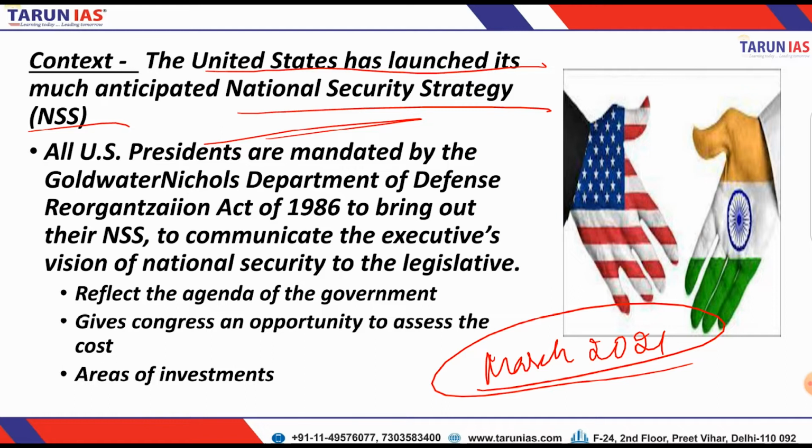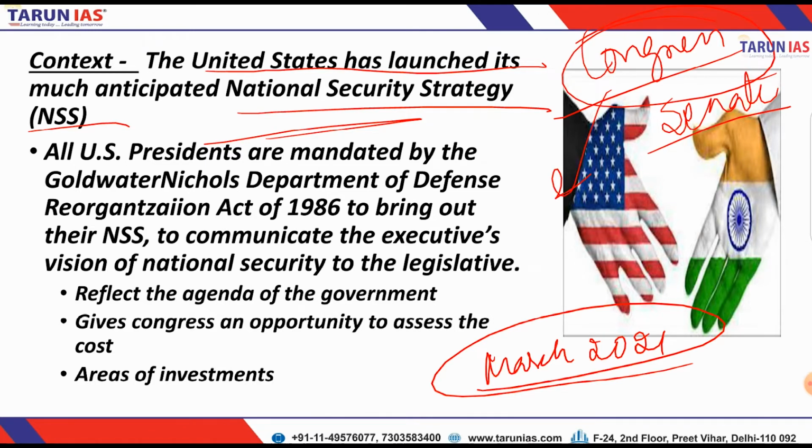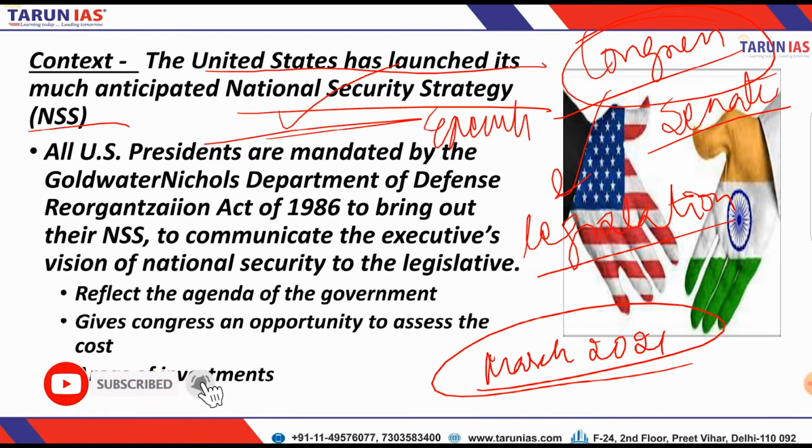All right, legislature, that means US Parliament has two houses. One is the Congress, which you can compare with the Lok Sabha, and then there is the Senate, which you can compare with the Rajya Sabha. So Congress is basically to see the legislation. The strategy was designed by the executive, that is the president and his cabinet, but it has to be presented to the Congress, the legislative system of the United States Parliament.